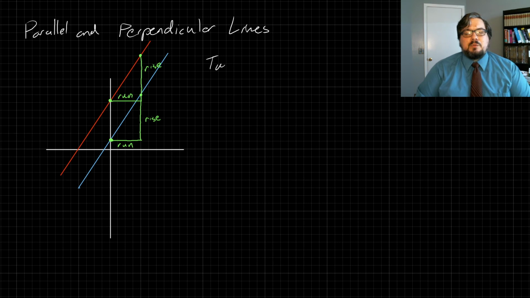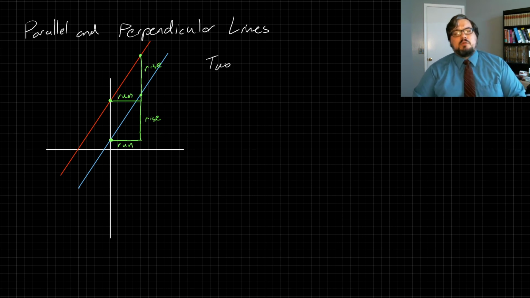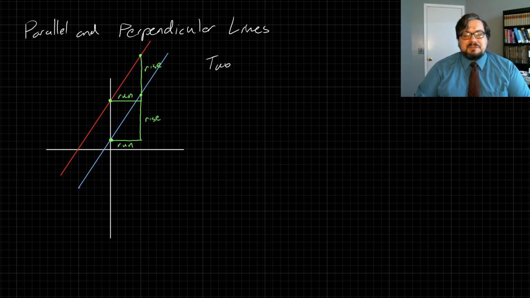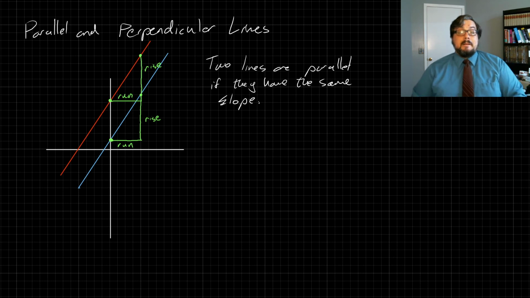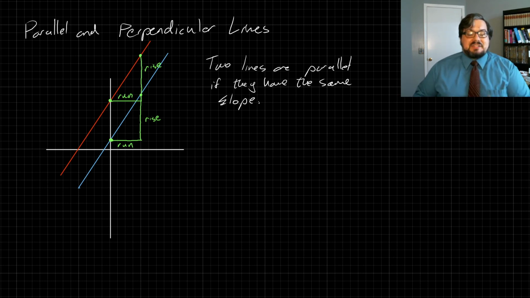So we'll be able to prove this when we start working a little bit more with the equations of lines in the next section. But for now, we will use the fact that two lines are parallel if they have the same slope. And that's it. And then if two lines have the same slope, then they are parallel.